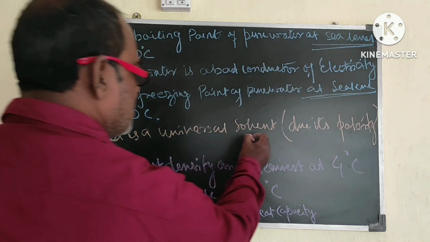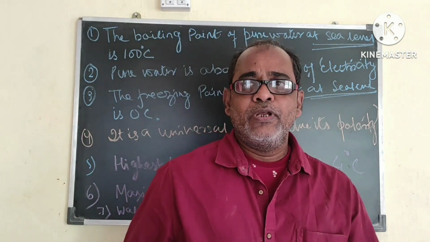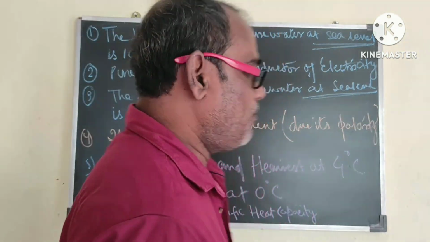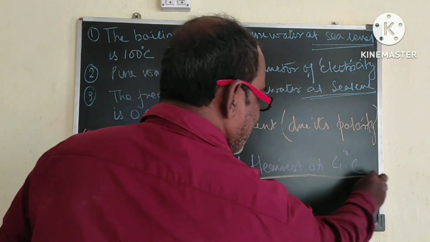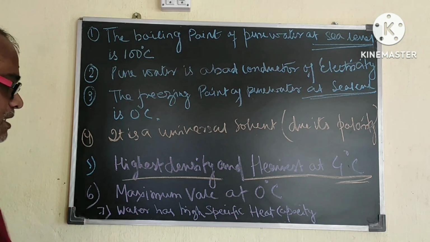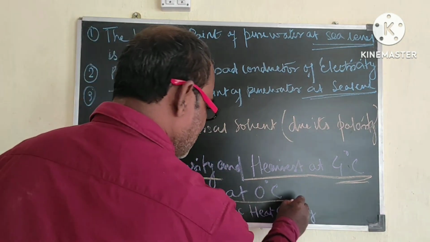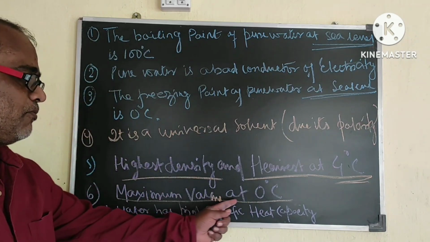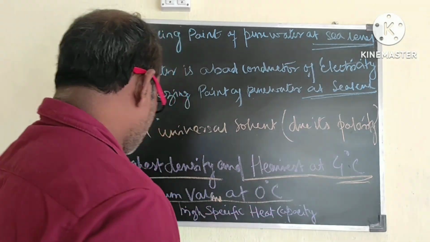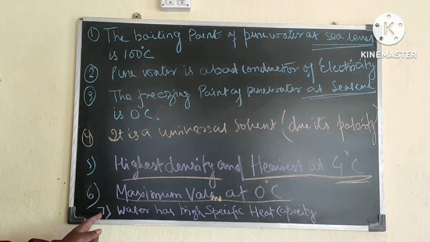Next, it is a universal solvent. Just now I told you, due to the polarity of its molecules. Next, the highest density and the heaviest is at 4 degrees Celsius, whereas the maximum volume of water will be at 0 degrees Celsius.